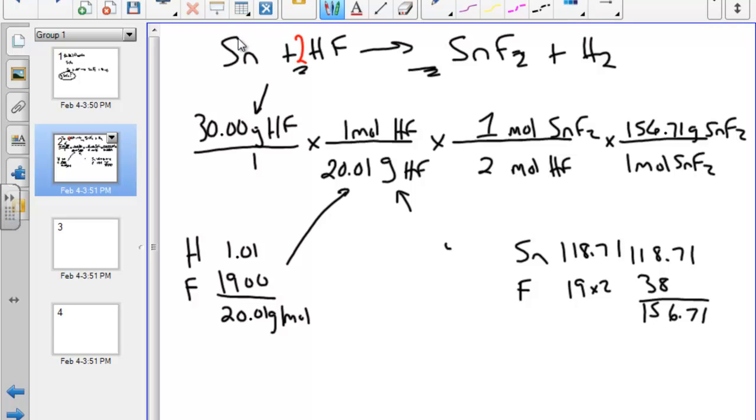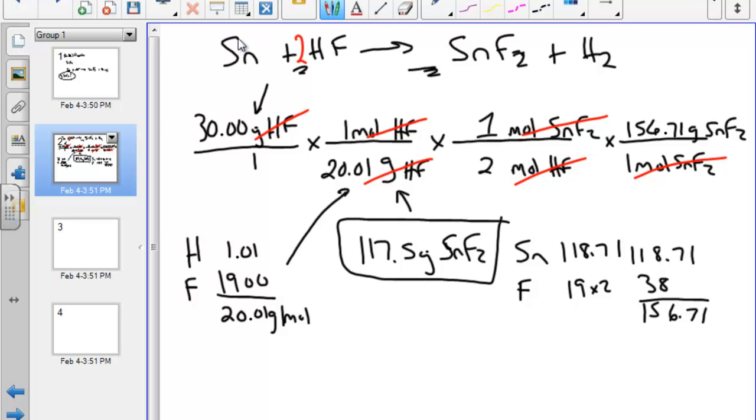Now before we do the math, we'll check and see that our units all cancel. That will tell us that we set it up right. I've got grams of HF in the top and grams of HF in the bottom, moles of HF in the top and moles of HF in the bottom, so those cancel. I have moles of SnF2 and moles of SnF2, and the only unit left over is grams of tin fluoride. That indicates this is set up correctly. So provided my numbers are correct and I do the math right, it should be the right answer. So 30 divided by 20.01 divided by 2, and that answer times 156.71 equals 117.5 grams SnF2. And that would be your answer.